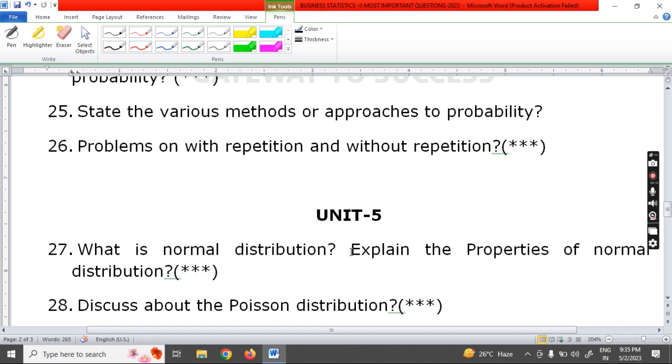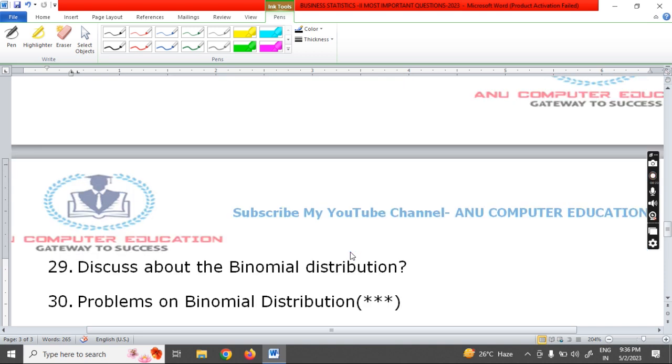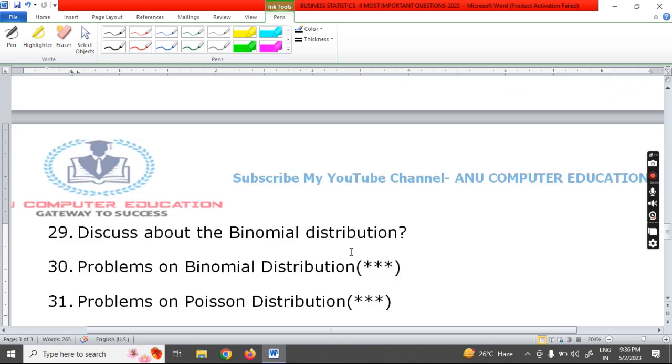4 marks also. Next, discuss the binomial distribution; this is also a 4 marks question. Sometimes, if the problem is not given, you will get this question. Compulsorily 2 problems are given here, a binomial problem and a Poisson problem. If you learn these two, you will compulsorily get a 12 marks question in your final exam.